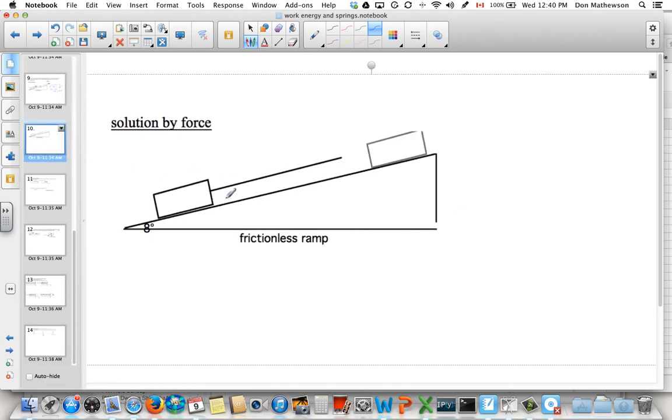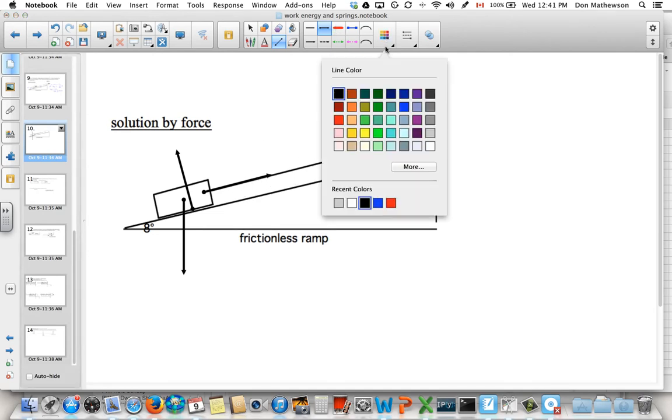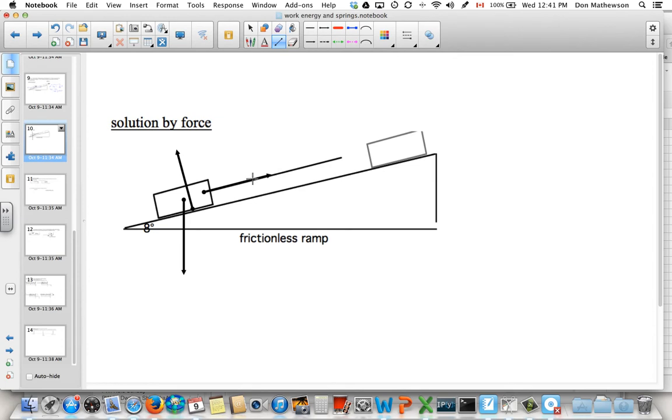Now, let's do the same problem with the force solution. So we'll start off with the force diagram. And the forces that act on the mass are gravity, straight down. Then we've also got the normal force perpendicular to the ramp. And finally, we've got the applied force from the rope, pulling it up the ramp like that. And we just want to know how much this force is, because that's the one that's actually doing the work for us.